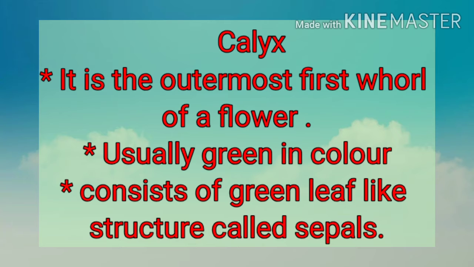Calyx is the outermost whorl of a plant flower. It is usually green in color. It consists of green leaf-like structures called sepals. These sepals enclose and protect the flower in the bud stage.